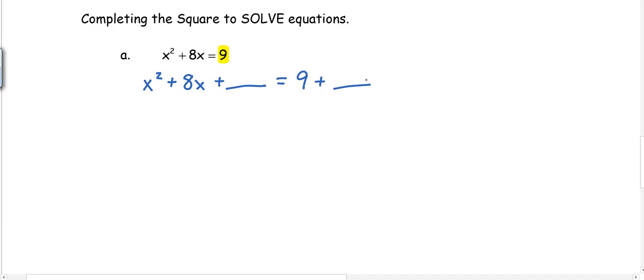When you have an equation and you are completing the square, the number that you put in for your c has to go on both sides of the equation to make sure the equation stays balanced. In this case, our b value is 8. So to find c, it's 8 divided by 2 squared, which is 16, because 8 divided by 2 is 4, and 4 squared is 16. So I'm going to add 16 to both sides.